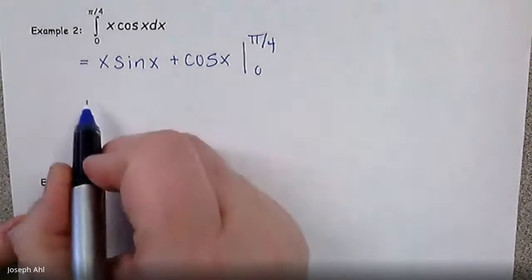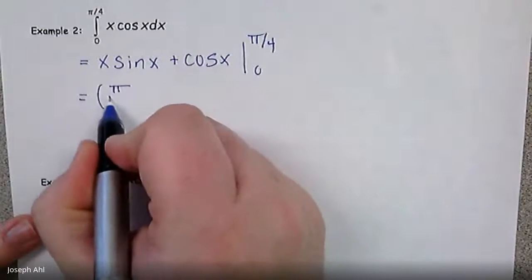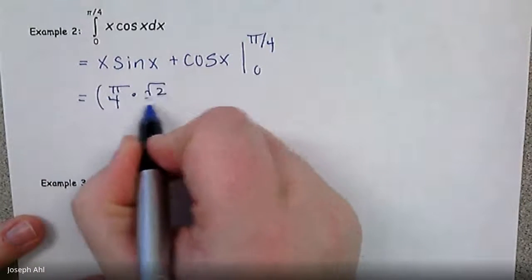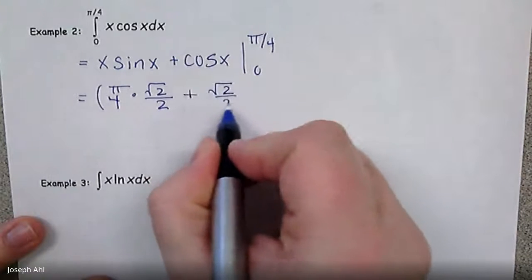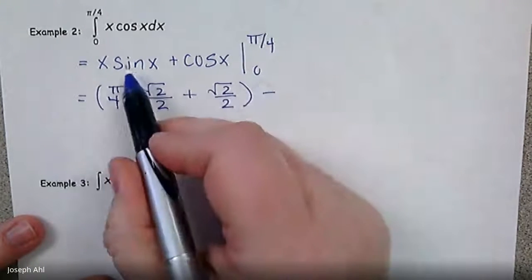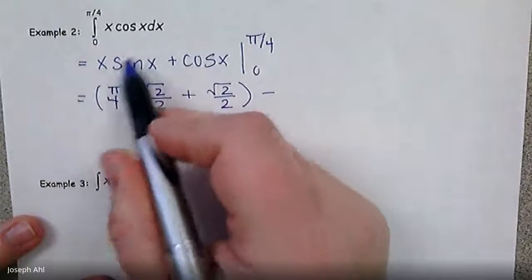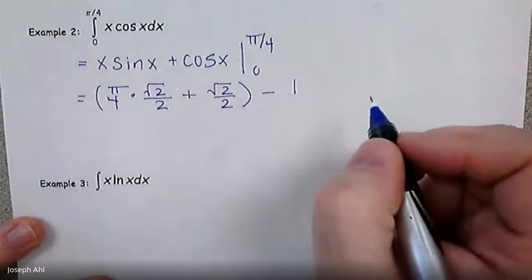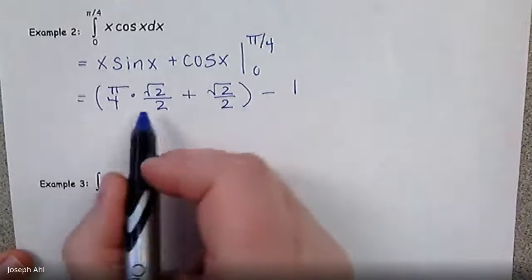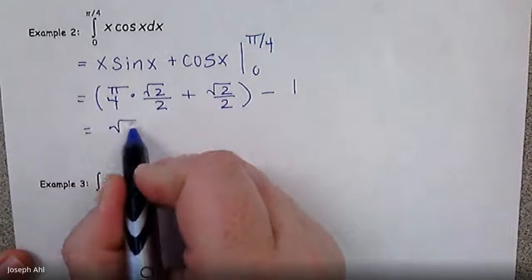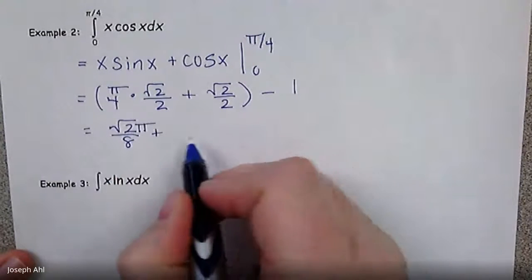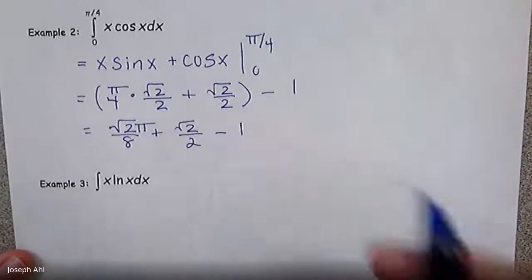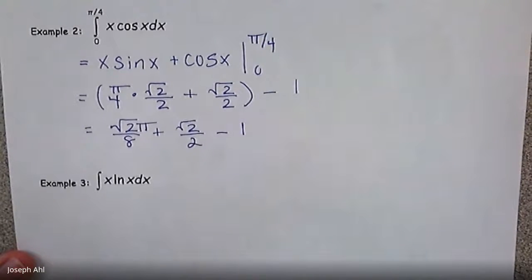All right, so if I plug in x equals pi over 4, you get pi over 4 times sine of pi over 4, which is 1 over radical 2, or if you like the rationalized radical 2 over 2 better, you can get there. Plus cosine of pi over 4 is also radical 2 over 2. Minus, when you plug in 0 for all the x's, this is 0, but cosine of 0 is 1. And cleaning everything up here, this is going to be radical 2 pi over 8 plus radical 2 over 2, and then minus 1. And that's pretty much as exact as we can get.